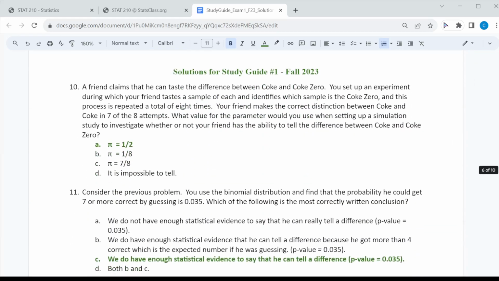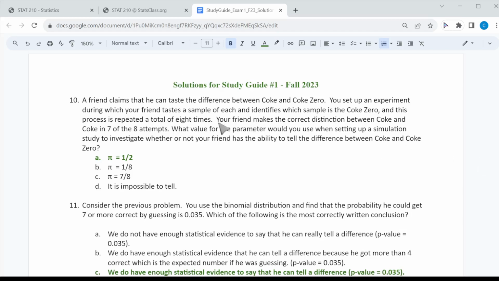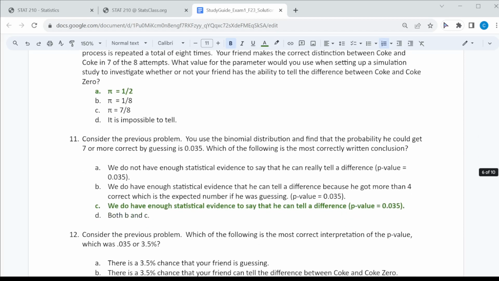Okay, just some more multiple choice questions. This is going to be a 50-50 scenario here for number 10. Number 11, giving you a p-value where it's less than 0.05 here. So this time I do have enough evidence.